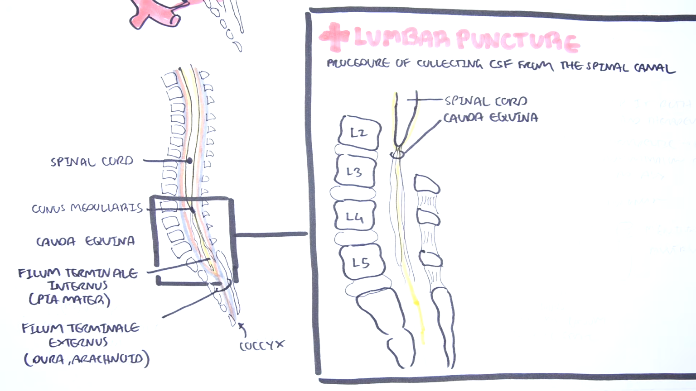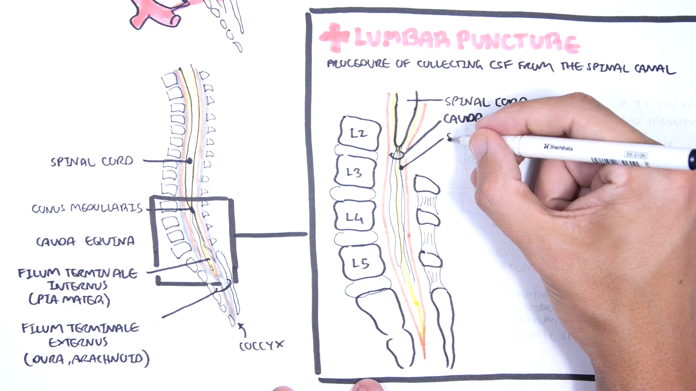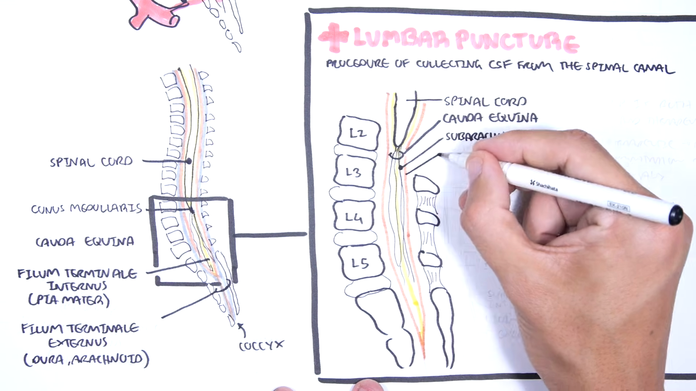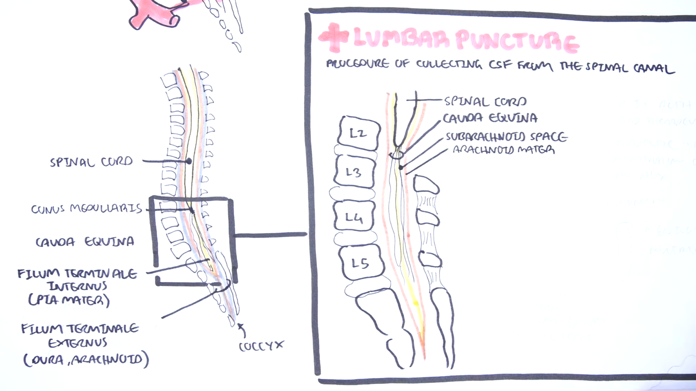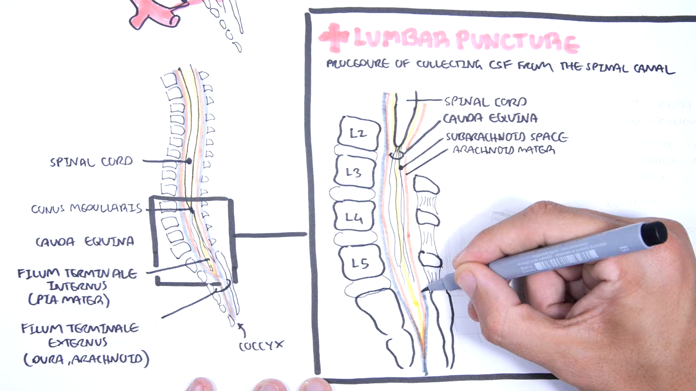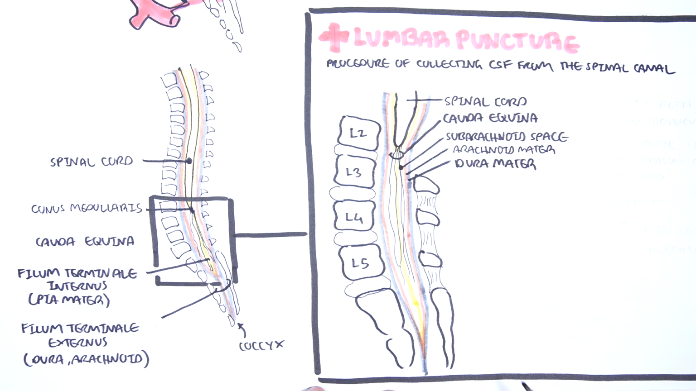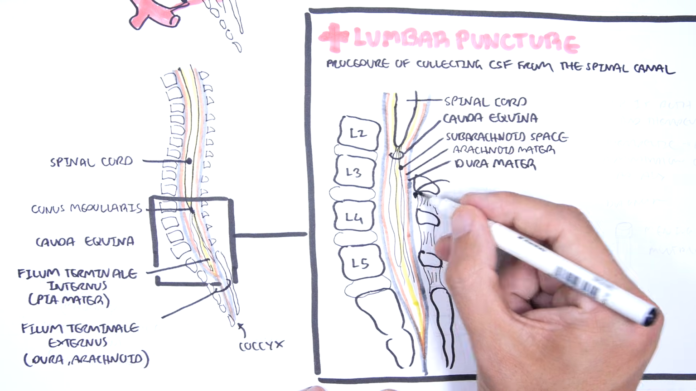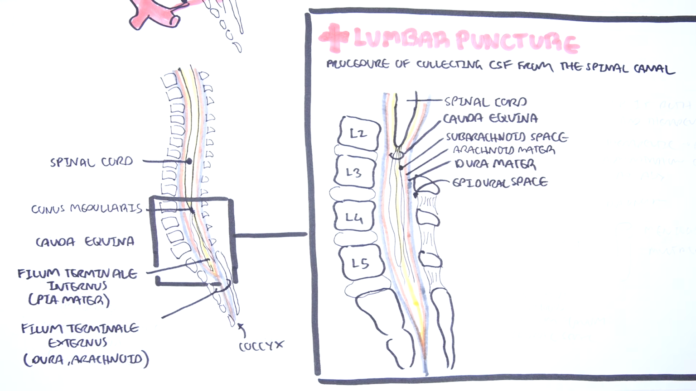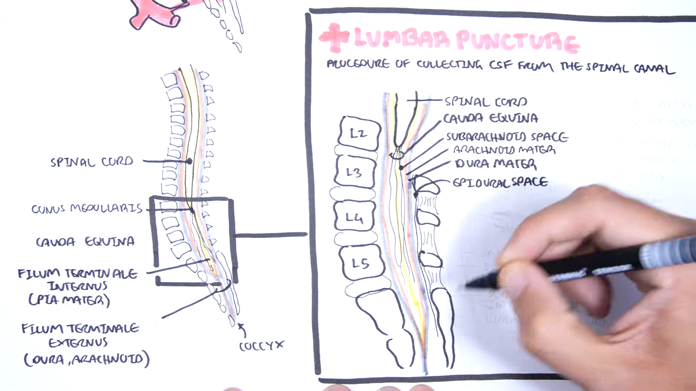The cauda equina is within the arachnoid space, floating around. The whole area is surrounded by the arachnoid membrane, and then you have the dura mater after that. The arachnoid membrane and dura mater, as we know, continue down and then envelop to form the filum terminale externus. Above the dura mater is the epidural space. Let us progress out. Let us now look at the layers after the epidural space.